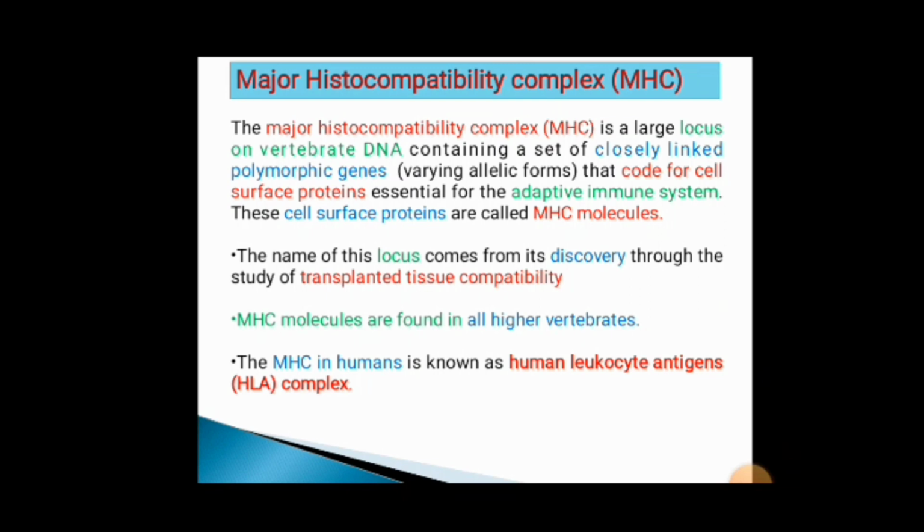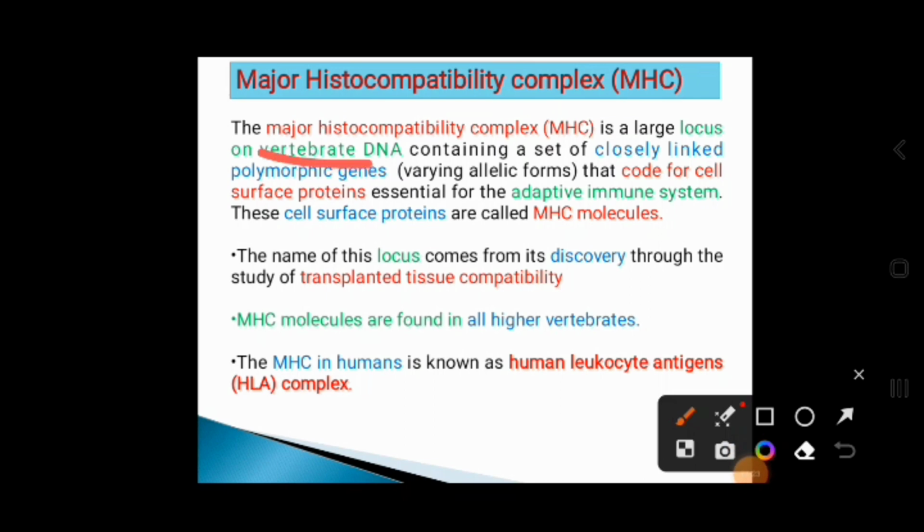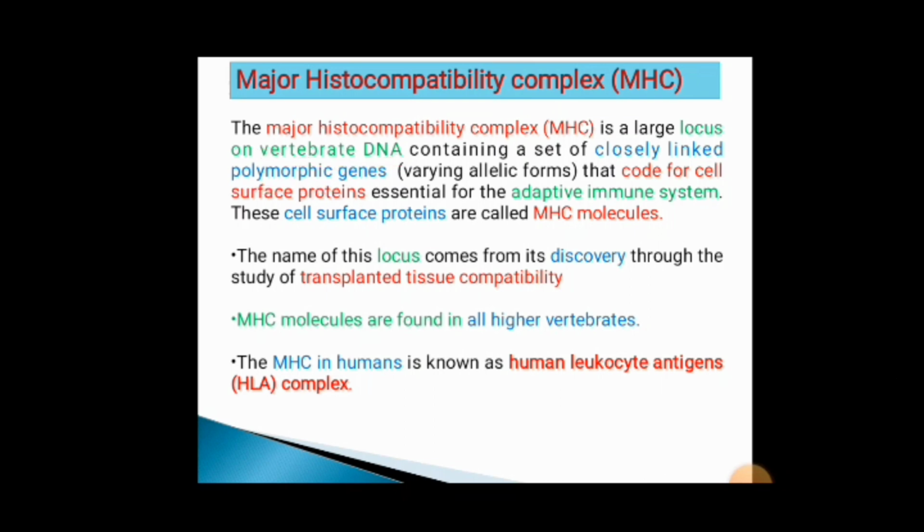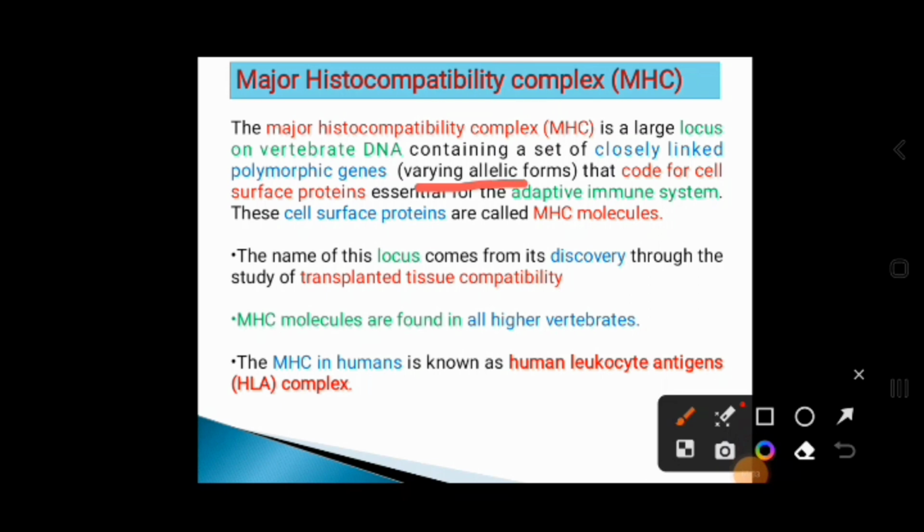First of all, we will discuss what the major histocompatibility complex is. The major histocompatibility complex, that is the MHC, is a large locus on vertebrate DNA that contains a set of closely linked polymorphic genes. Polymorphic genes means genes that have varying allelic forms. And these polymorphic genes code for cell surface proteins, which are essential for the adaptive immune system. These cell surface proteins are called MHC molecules. So in short, the MHC molecules are cell surface proteins, which are essential for the adaptive immune system, and they are encoded by the polymorphic genes present in the locus on vertebrate DNA.